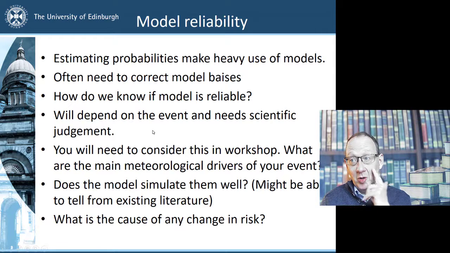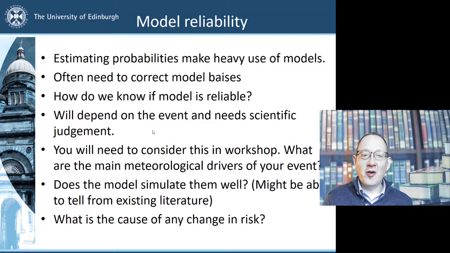Okay, so model reliability is really important. Estimating these probabilities makes an extremely heavy use of models. There's very little observational constraint at this point. The minimum we need to do is correct model biases. So for rainfall, we might rewrite everything as a percentage of normal. For temperature, we might think about it as anomalies, differences from normal.